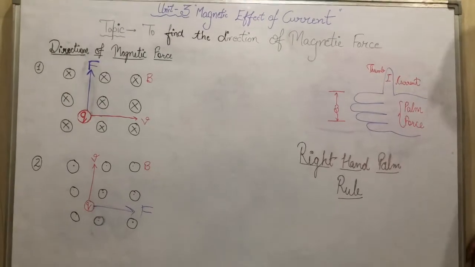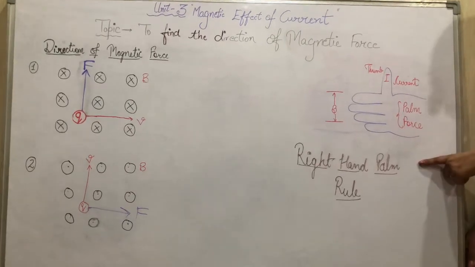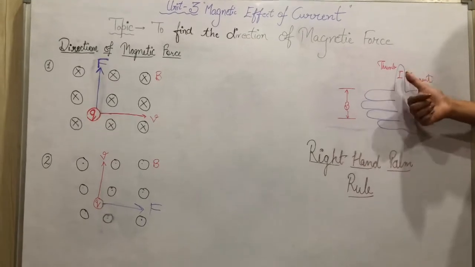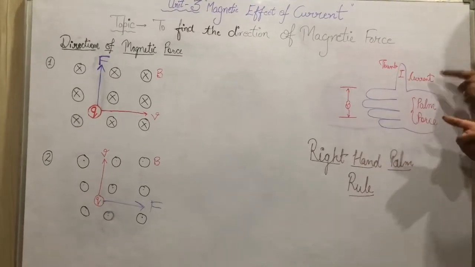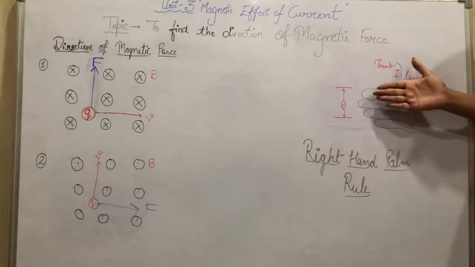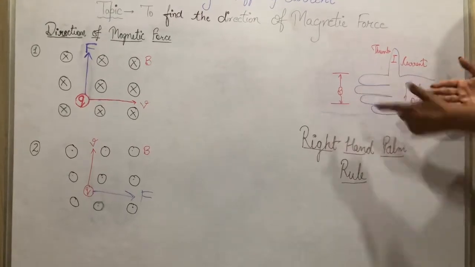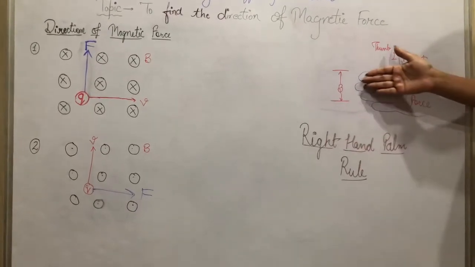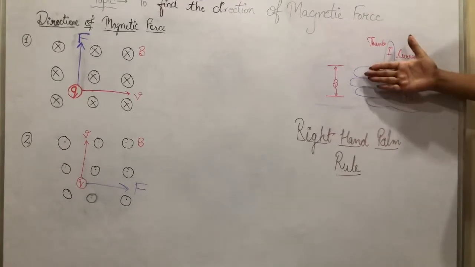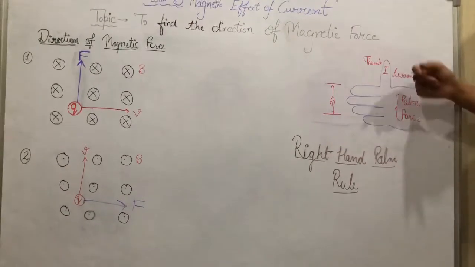Now we will find the direction of magnetic force by using the right hand palm rule. For the right hand palm rule, you place your thumb in the direction of current and fingers in the direction of magnetic field. Suppose the magnetic field is in this direction, so I place my fingers in the direction of magnetic field and thumb upwards in the direction of current, and where my palm points, that indicates the direction of magnetic force.